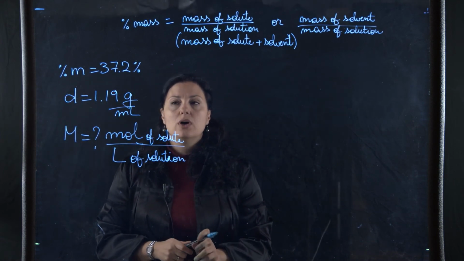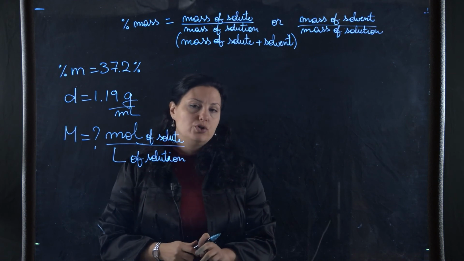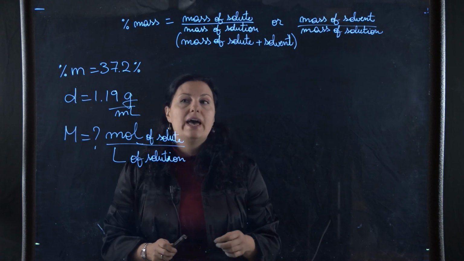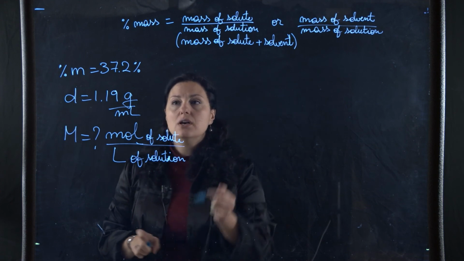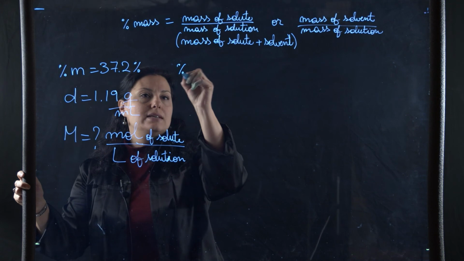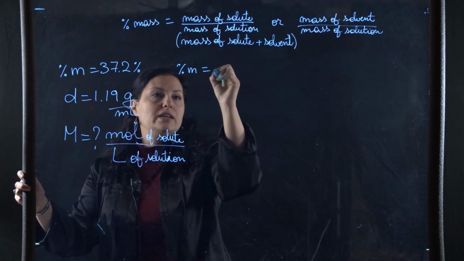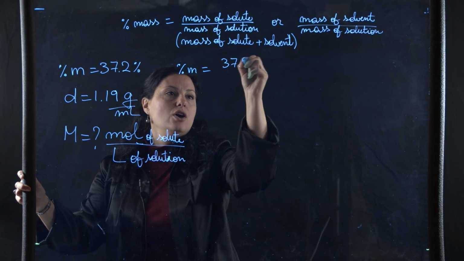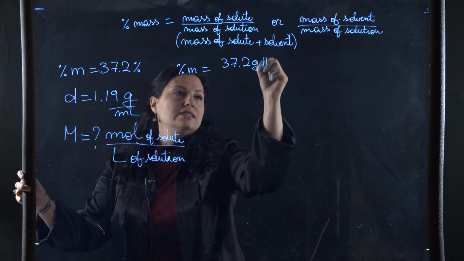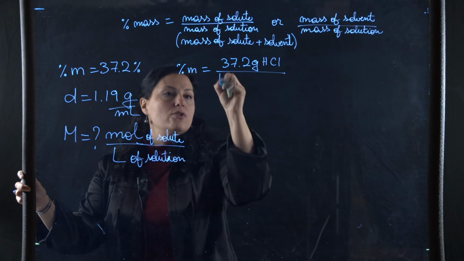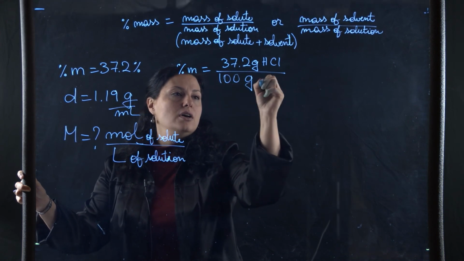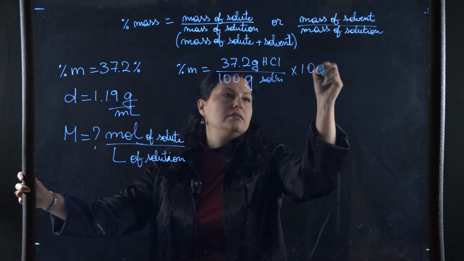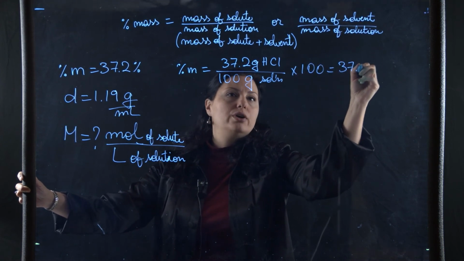What does that mean? Well, if I have a 37.2% solution of HCl, I can assume that I have 37.2 grams. So my percent by mass tells me that if it's 37.2%, I have 37.2 grams of HCl over 100 grams of solution, times 100, and that gives me 37.2%.